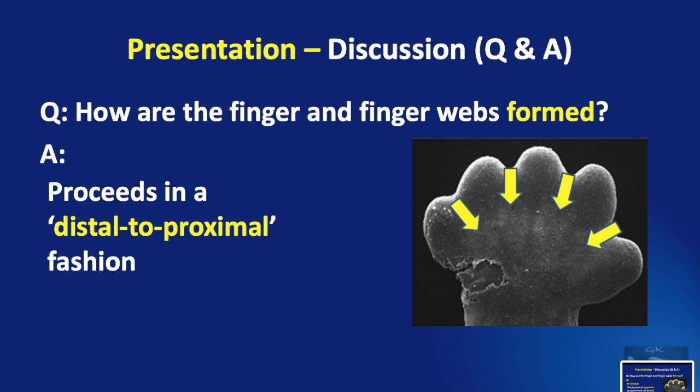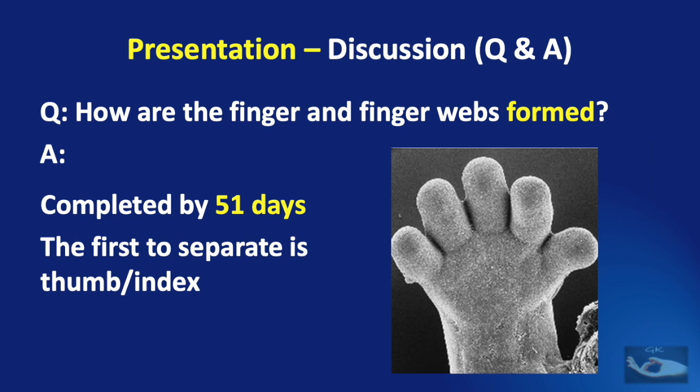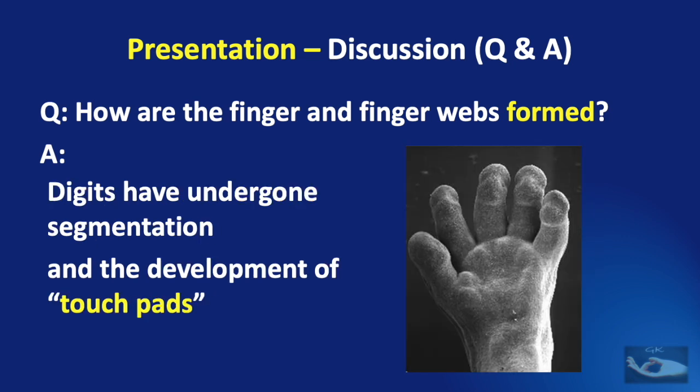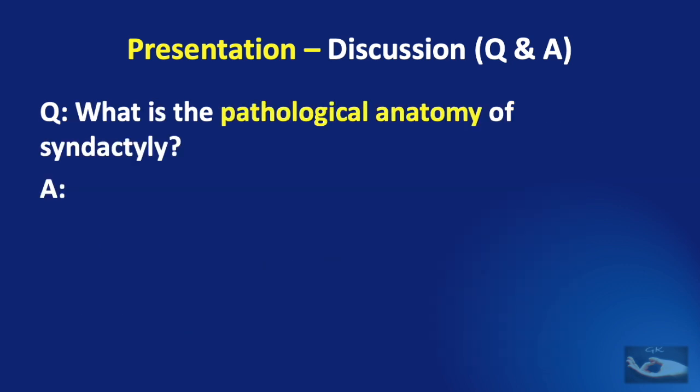So by this process we can understand that the finger webs are the last to form, and this is completed around 51 days of gestation. The first to separate is the thumb index finger. After the separation, the digits undergo segmentation and the development of touch pads, which occurs at around 56 days of gestation. What is the pathological anatomy of syndactyly?